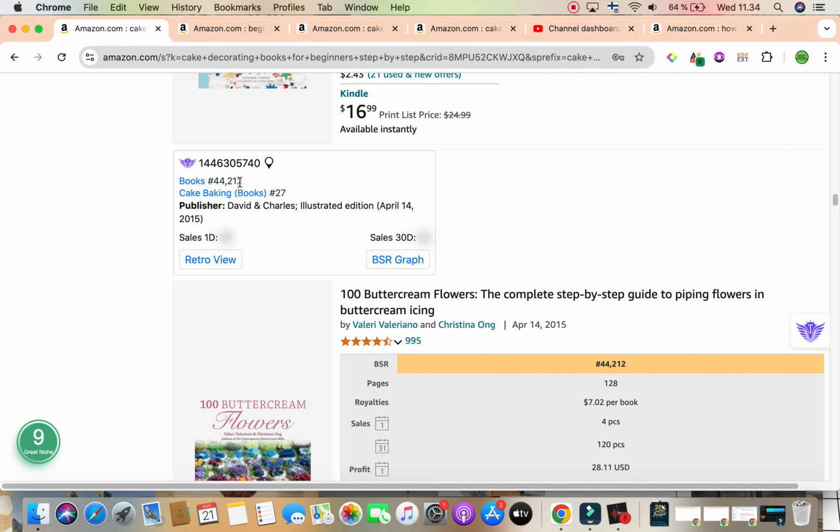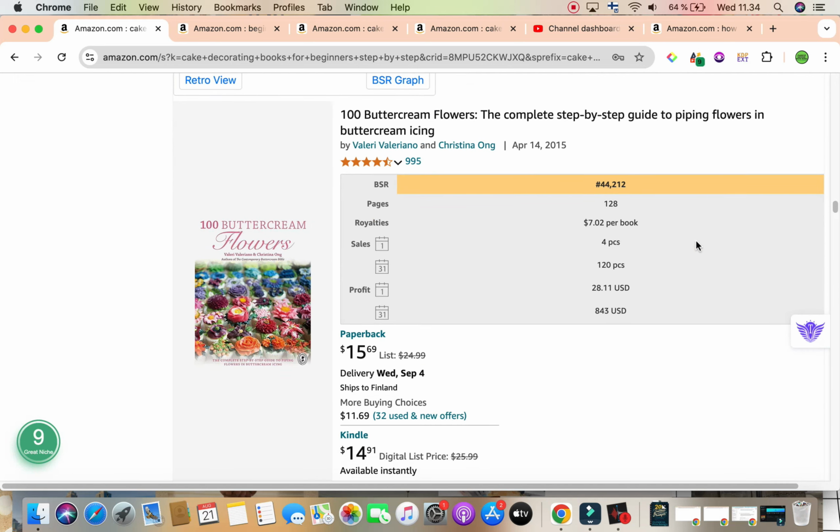We've got another one under 100,000, sitting at 44,212, and it's specifically about buttercream flowers in terms of buttercream icing for cakes. Now, it doesn't feature cake decorating in any of the title or subtitle, but they have managed to use this wonderful keyword, cake decorating books for beginners step by step, as part of their 7 keyword slots, and that is another strategy that you can also implement if you want to take advantage of this keyword.